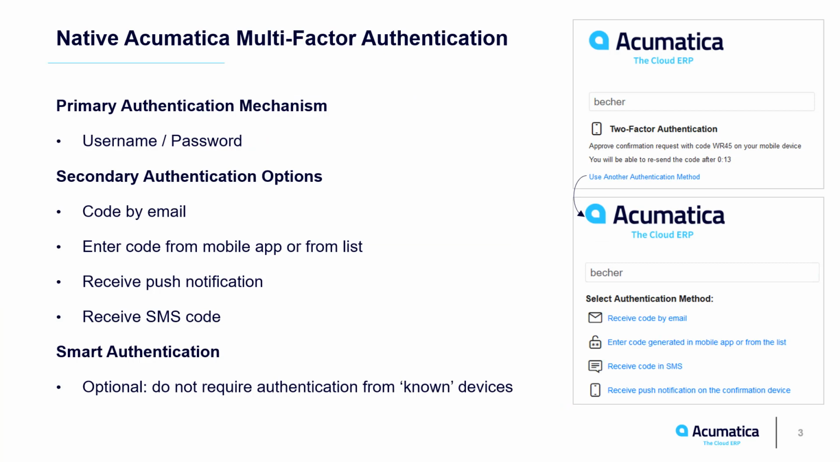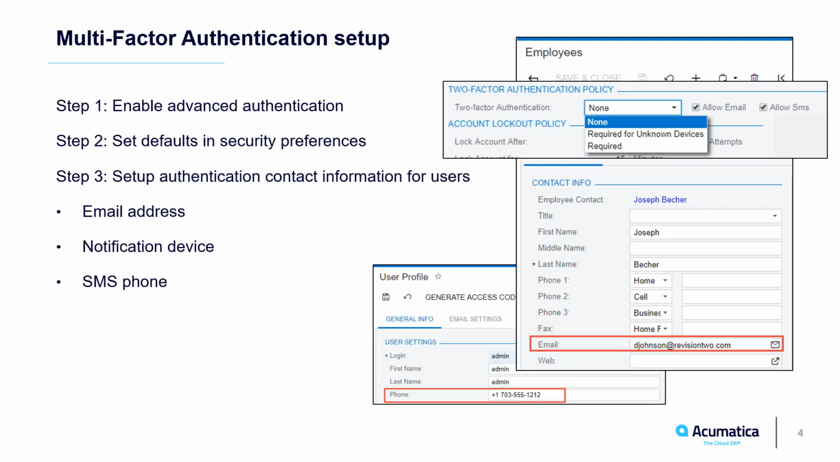After the initial username password entry, Acumatica supports several authentication options. The secondary authentication option can be enforced for all logins or only when a new device is used. Setting up native multi-factor authentication is easy. Administrators specify two-factor defaults and contact information for users.